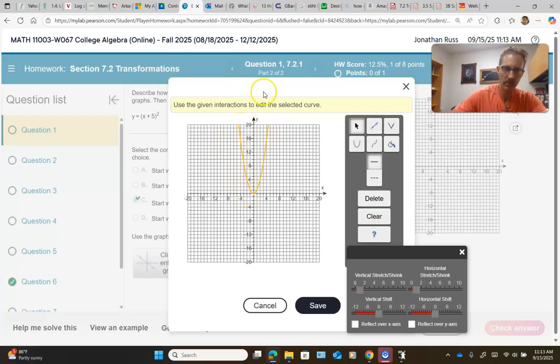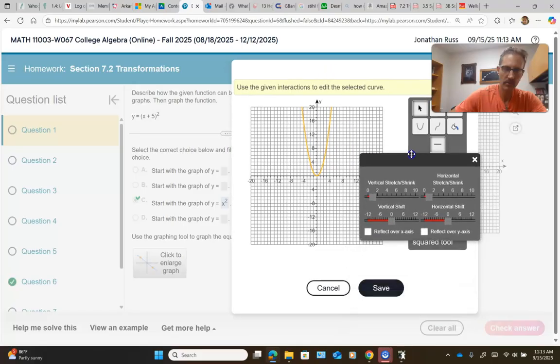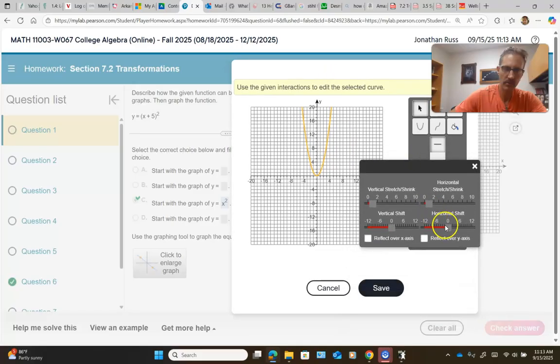Okay? But to actually transform it, you're going to use this dialog box right here. So if it needs to shift horizontally, you're going to shift it. See how it's moving? Okay. If it needs to shift vertically, you're going to shift it that way. And if it needs to be reflected about the x-axis, you're going to click on this option right here. Okay. And those three things are all you're going to have to worry about.